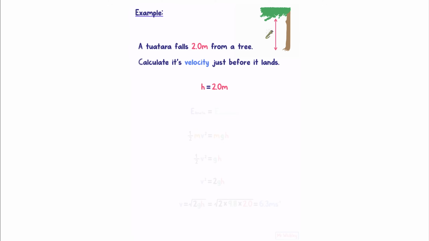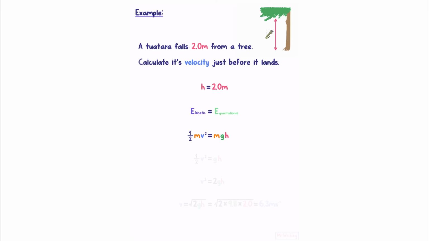A tuatara falls 2 meters from a tree. Calculate its velocity just before it lands. The only information we're given is that we have a height of 2 meters. Now we can assume that the kinetic energy that the tuatara gains is equal to the gravitational potential energy it had before it fell. We know kinetic energy is half mv squared and gravitational potential is mgh.